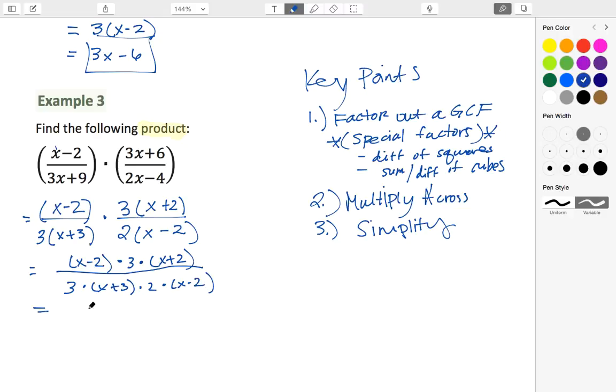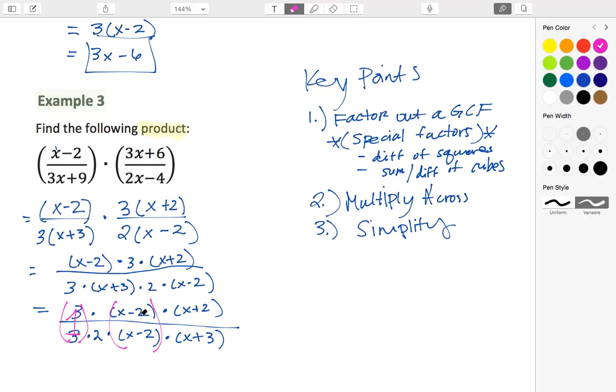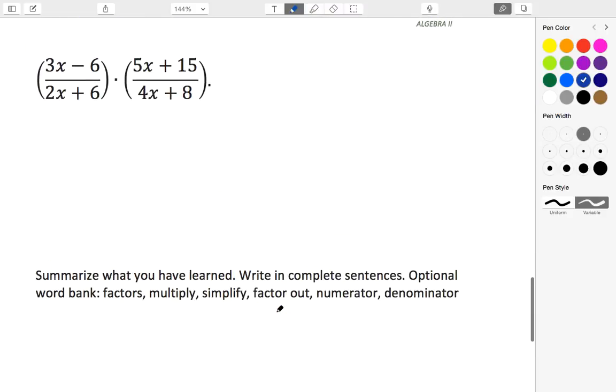Okay, now I'm going to clean this up further by applying the commutative property. So I'm going to do 3 times x minus 2 times x plus 2. And then my denominator, I have, let's do 3 times 2 times x minus 2 times x plus 3. All right, so what I can do now is I can apply the property of 1. So I have 3 over 3, that gives me 1. x minus 2 over x minus 2 gives me 1. So I'm left over with x plus 2 on the numerator and 2 times x plus 3 in my denominator. And that's fully reduced.